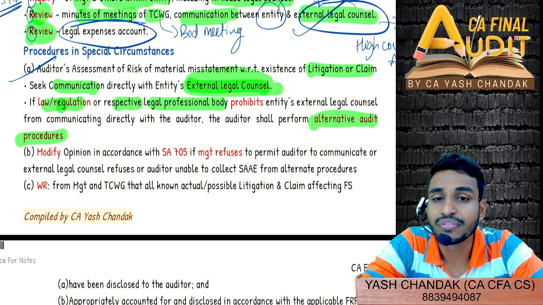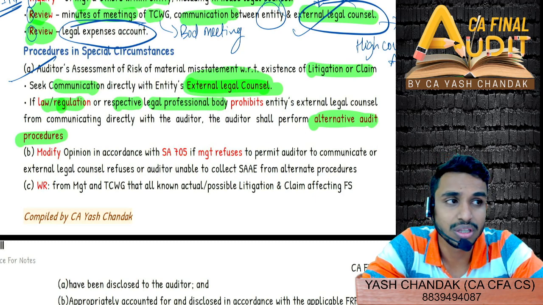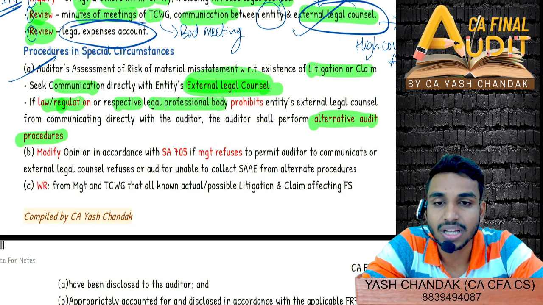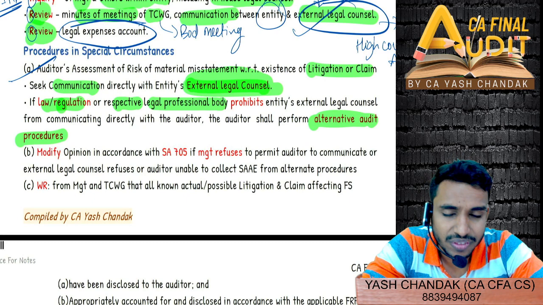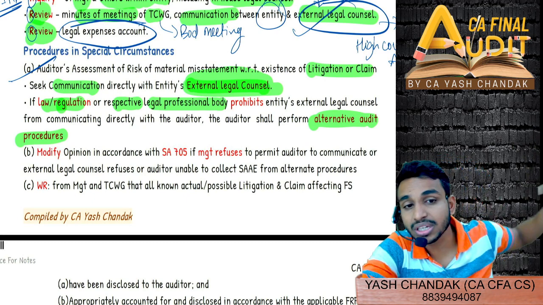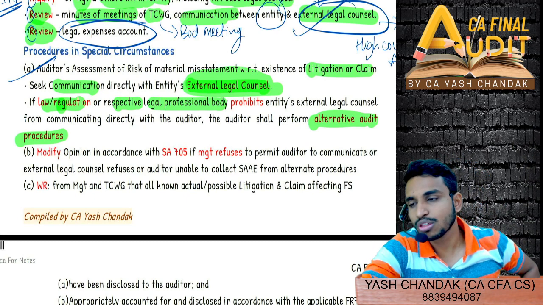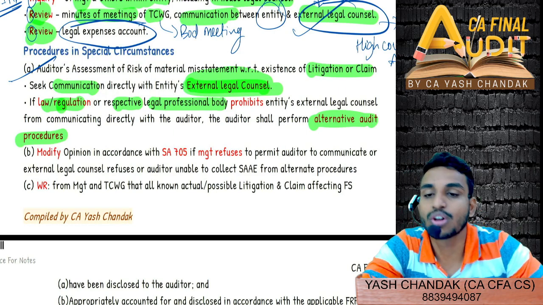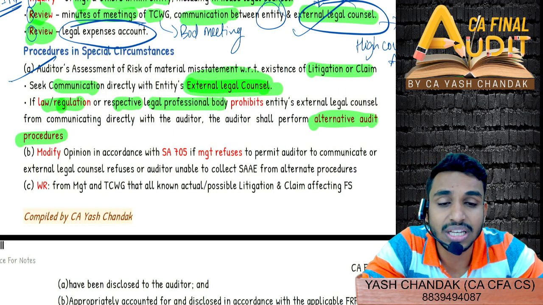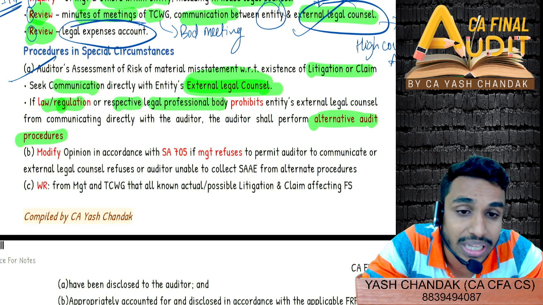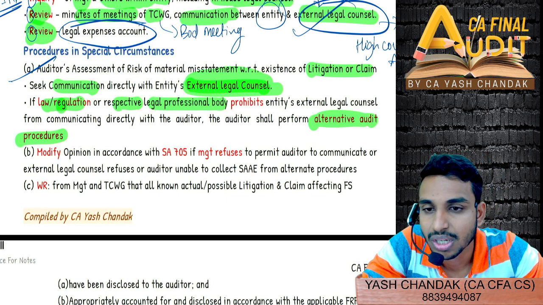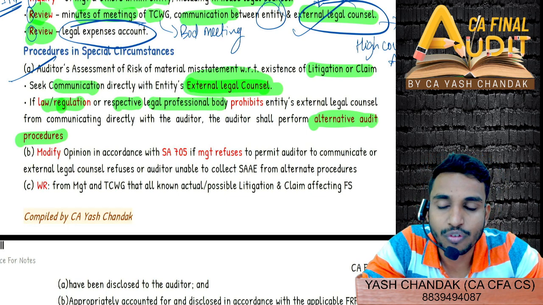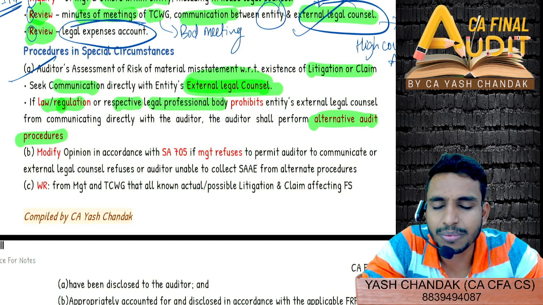Or similarly, if they are not providing external legal counsel, then you can also contact internal legal counsel, persons within the entity, or you can refer to past cases, what has actually happened. So any sort of alternative audit procedure you can think of, you can do that if external legal counsel is unwilling or not able to communicate because of legal profession requirements, right? And then if you find that yes, I need to modify the opinion, then you can definitely modify the opinion in accordance with SA 705.